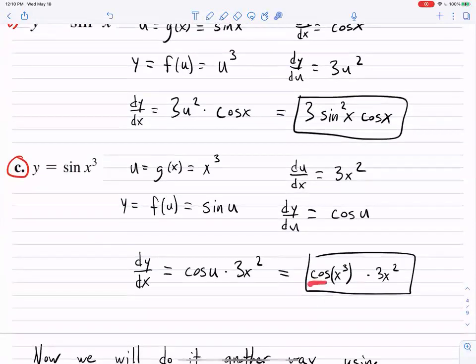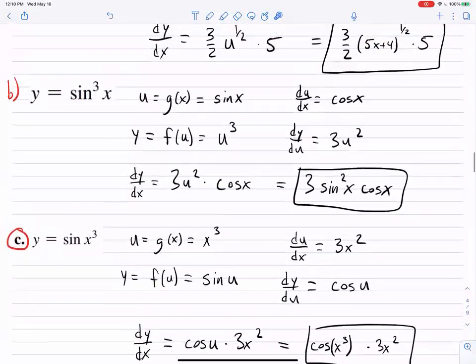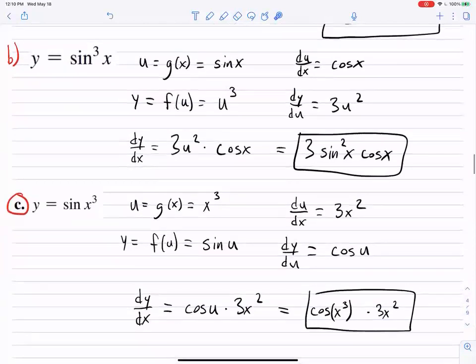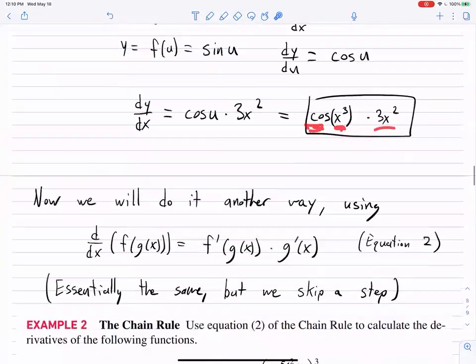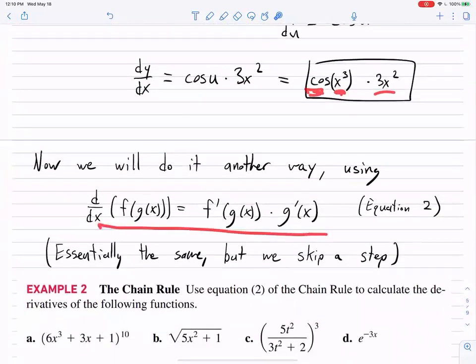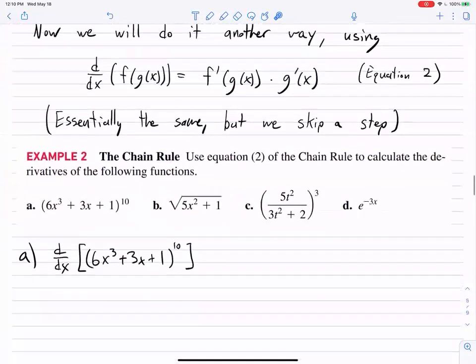So you'll notice it's the derivative of the outside function evaluated at the inside function times the derivative of the inside function. And so now I'm going to show you how to do it without having to write all this out, just using that fact. So we're just going to skip a couple steps as we get more comfortable. So the derivative of a composition, you take the derivative of the outside function, plug in the inside function, and then multiply by the derivative of the inside function. So it's essentially the same thing, but we just skip a step.